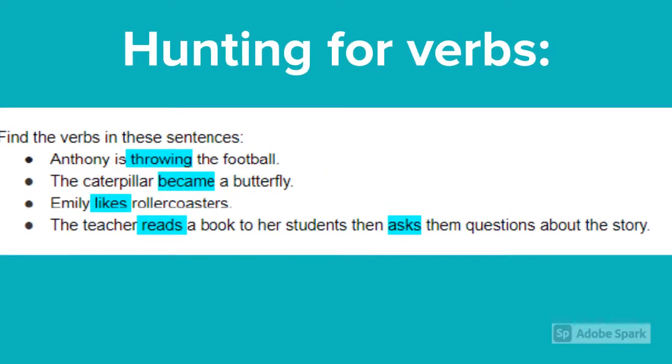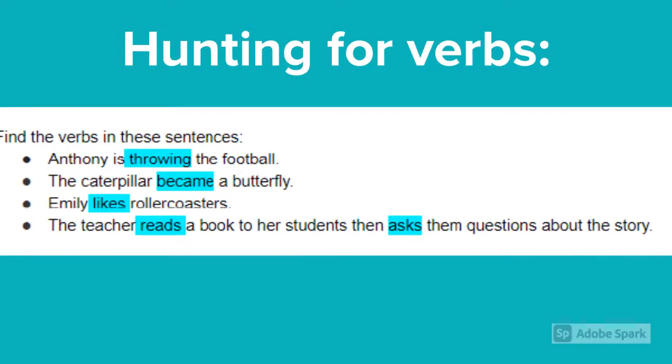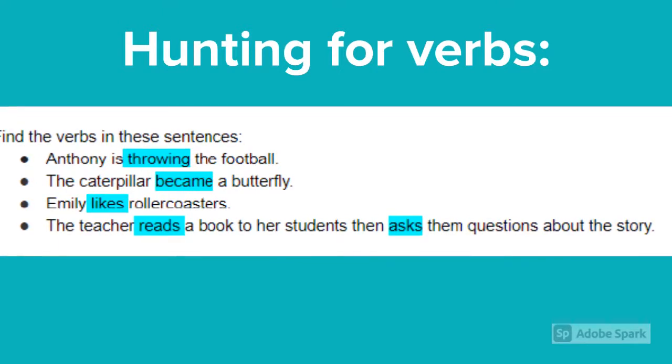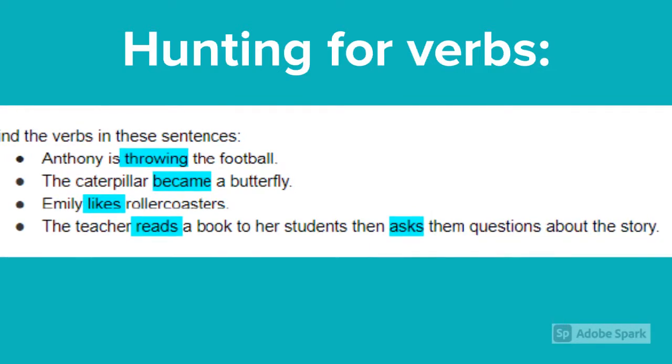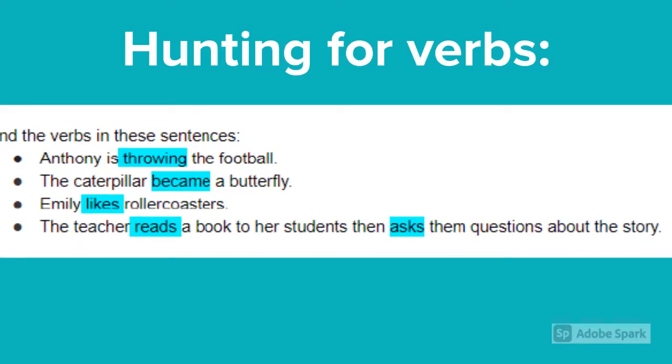Here we have found the verbs in our sentences. Anthony is throwing the ball, making throwing the verb, as this is the action occurring in the sentence. This also happens in the caterpillar became a butterfly, as that is an occurrence. Emily likes roller coasters is a state, so it is describing how Emily feels, making it a verb.